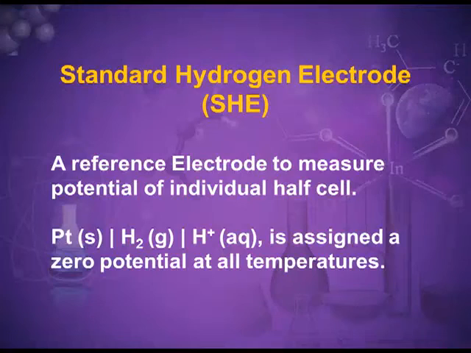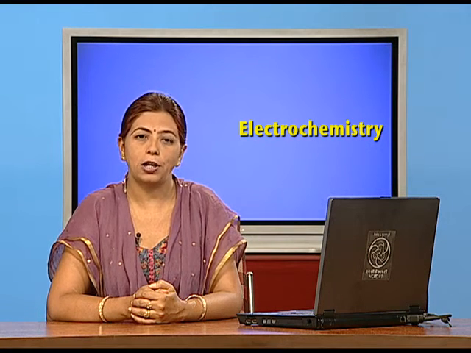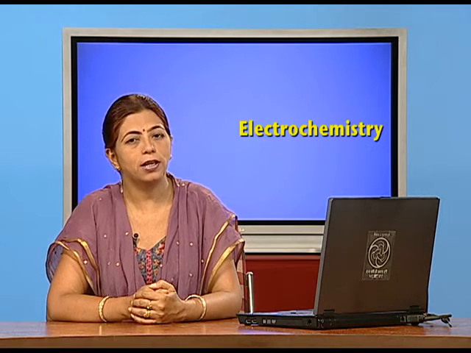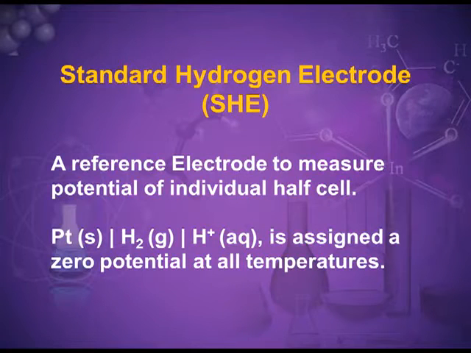The full form of SHE is standard hydrogen electrode, and SHE, which is also known as NHE, is normal hydrogen electrode, commonly known as reference electrode. Let's see its working. Standard hydrogen electrode is a reference electrode to measure potential of individual half cell. It has been assigned a zero potential at all temperatures.